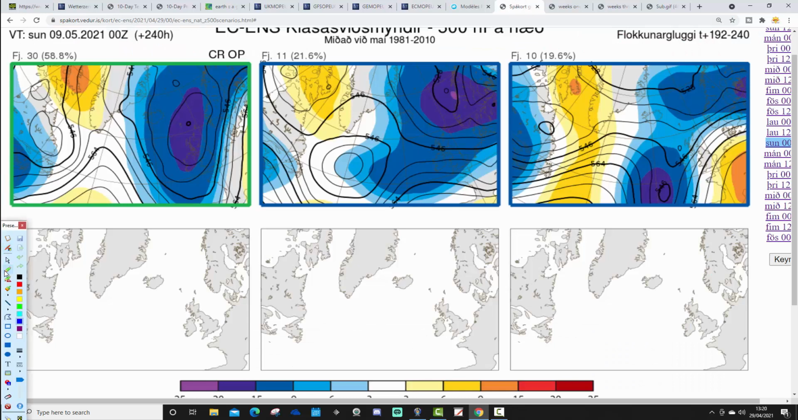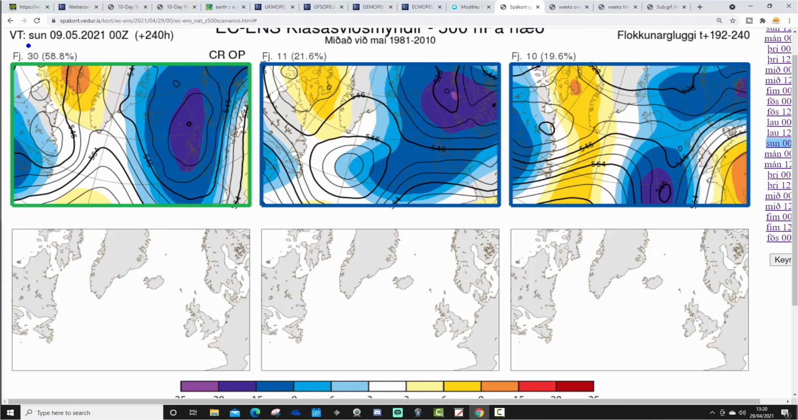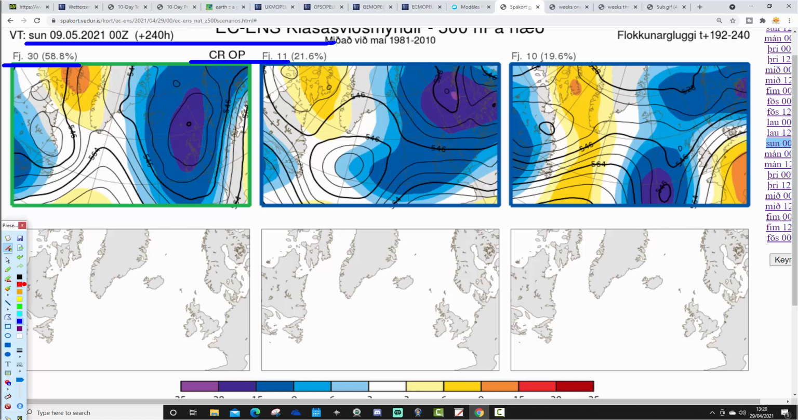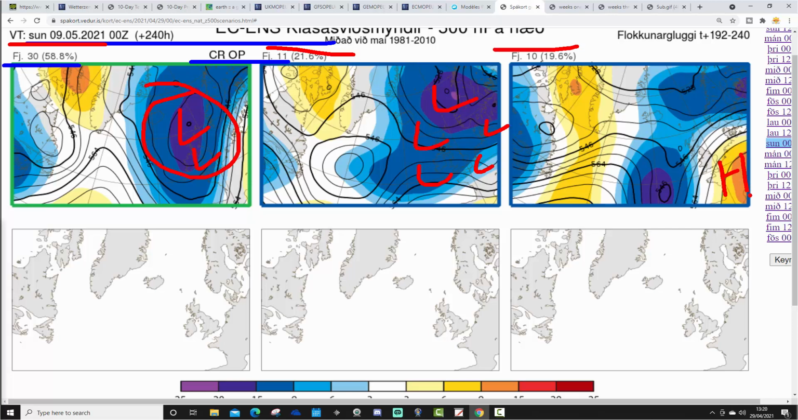These are the options on the table within the ECM ensembles today for day 10, which gets us to the 9th of May. I have 13 members of the ECM ensembles, including the control and the operational run, placing a deep area of low pressure more or less over top of the country. So obviously that's going to be very unsettled. 11, just as I have 30 doing that, very large majority. 11, almost identical, just with low pressure slightly more to the east. And then 10 with high pressure, just trying to ridge up from the south a little bit. So 10 are trying to turn things a little bit drier.